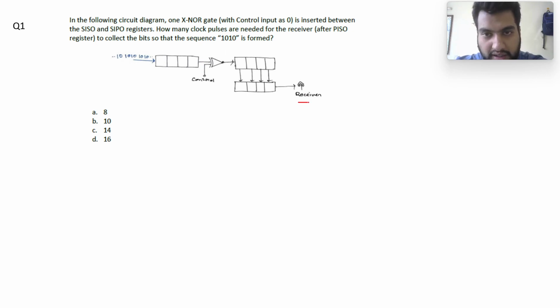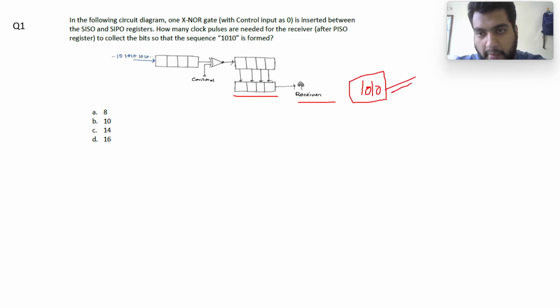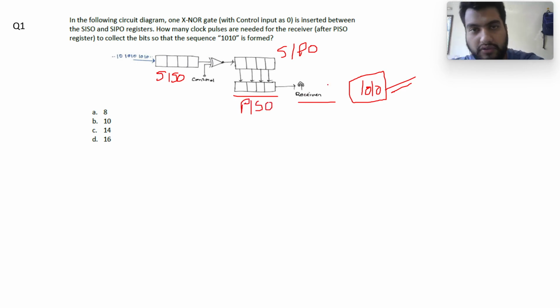The receiver is here, after the parallel in serial output register, which collects the bits so that the sequence 1010 is formed. So at input we give this sequence, and at the receiver we want to collect the sequence 1010. The question asks after how many clock pulses we will get this sequence. Here we have the serial in serial output register, here the serial in parallel output register, here the parallel in serial output register, and here the receiver where we are collecting the information.